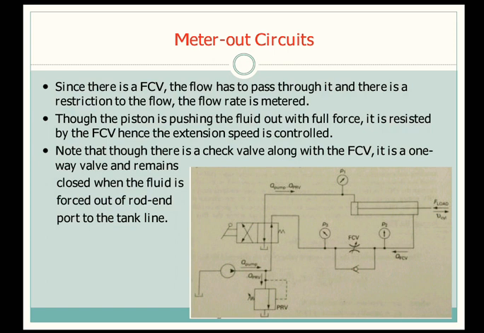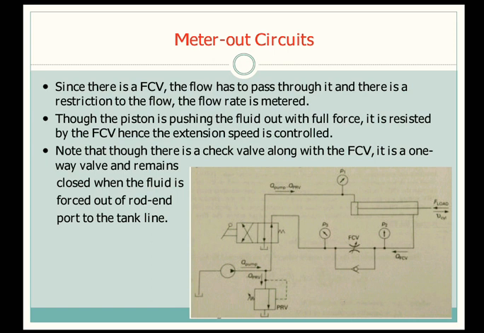Since there is a flow control valve, the flow has to pass through it and there is a restriction to flow. The flow rate is metered. So here the restriction for flow is generated and the flow rate is controlled. Though the piston is pushing the fluid with full force, it is resisted by the flow control valve, hence the extension speed is controlled. Also you can note that the check valve will not allow the fluid to pass in this direction.